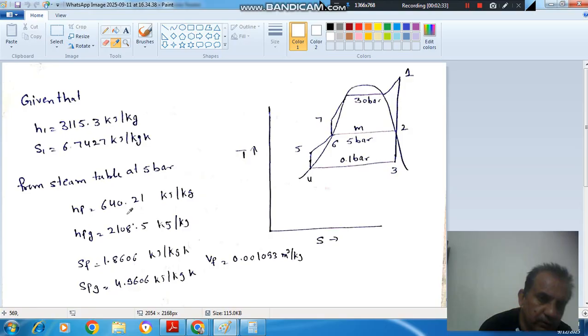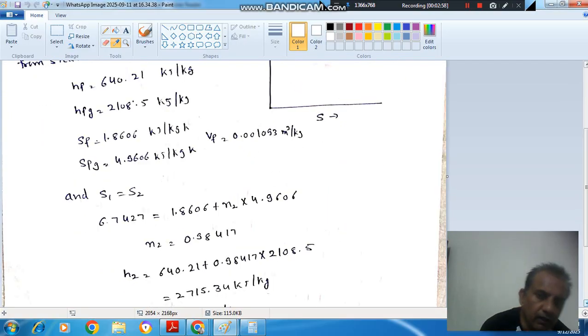So we have noted down HF is 640.21 kilojoule per kg, HFG is 2108.5 kilojoule per kg, SF is 1.8606 kilojoule per kg per degree Kelvin, SFG is 4.9606 kilojoule per kg per degree Kelvin, and VF is equal to 0.001093 meter cube per kg. So now as 1 2 is the isentropic process, suppose at point 2 the dryness fraction is x2. S1 is given, that is 6.7427, and S2 is SF plus x2 SFG. So SF is this quantity and SFG is this quantity, and x2 we can find out.